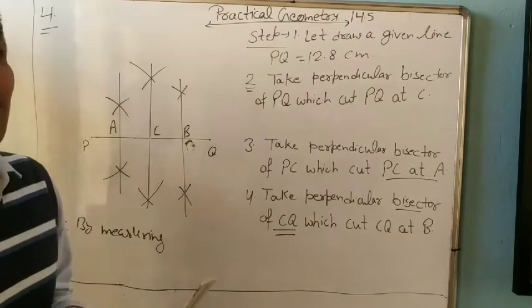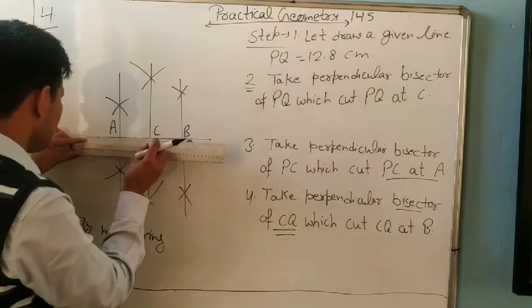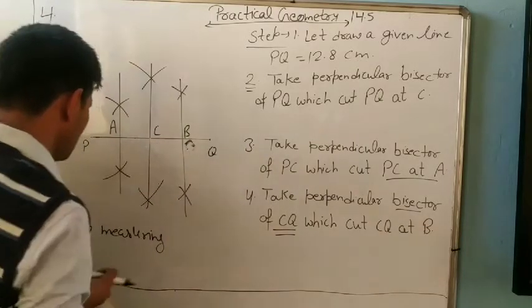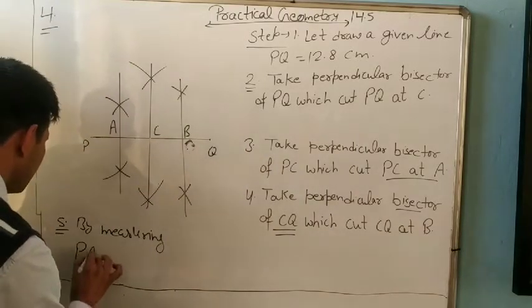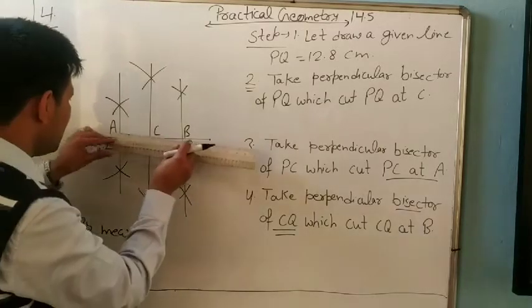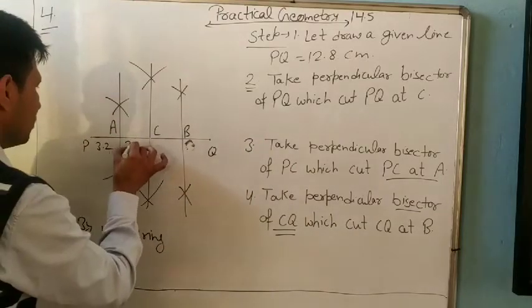We have to verify they are equal or not. So we observe that yes, PA is how much? It is 3.2. And AC is also 3.2.